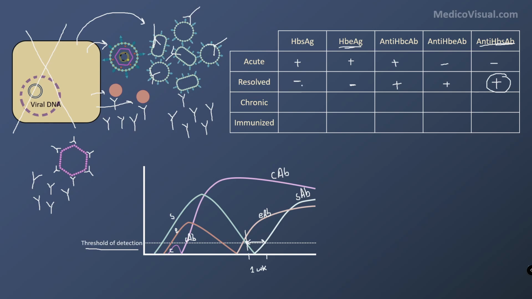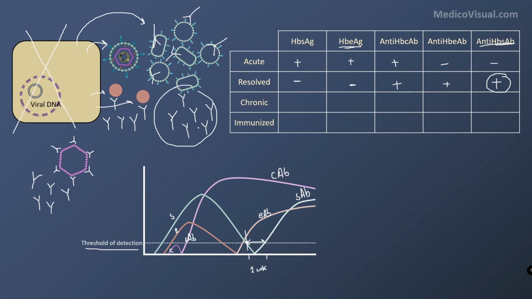Then this was about acute and resolved condition. Now what happens in chronic cases? How does it become chronic? In chronic cases, the body fails to produce surface antibody in excess. Why does the body fail to produce surface antibody in excess? The reason is that the cell mediated immune response is not sufficient to kill all the infected cells. So whatever surface antibody is produced will keep on neutralizing more and more surface antigen that is being produced.